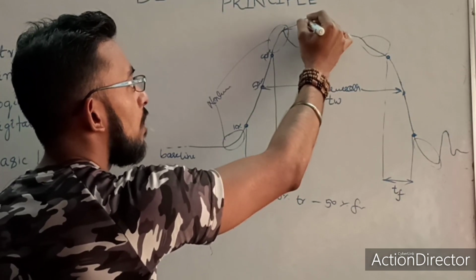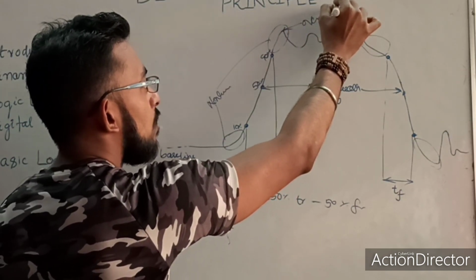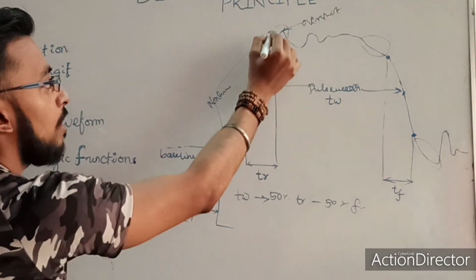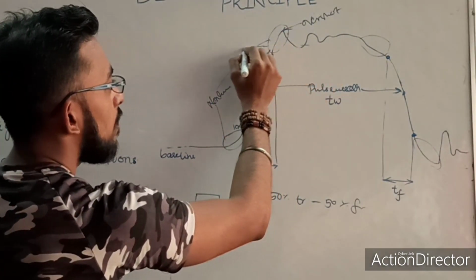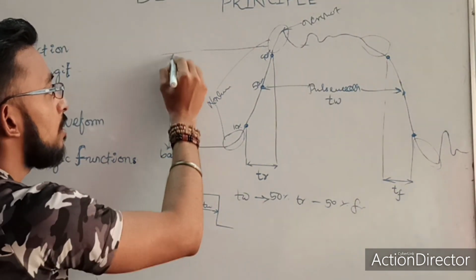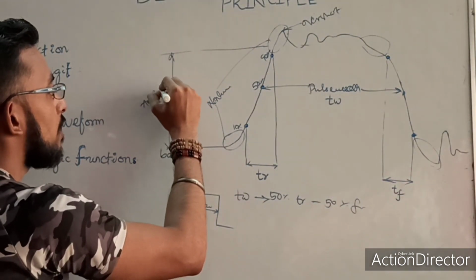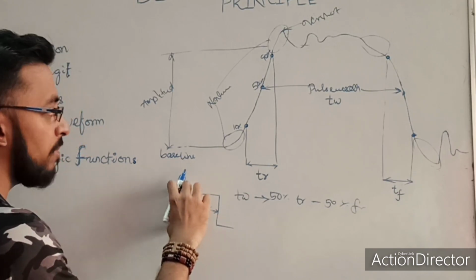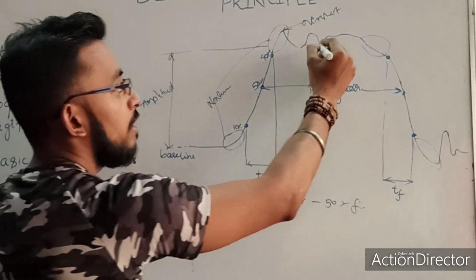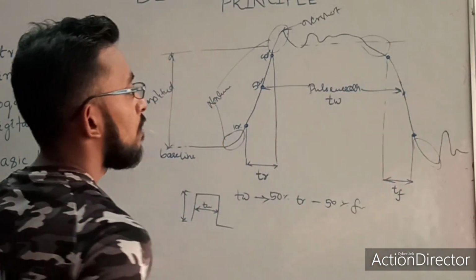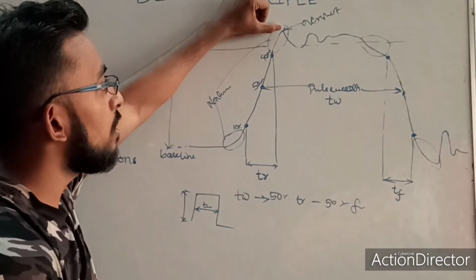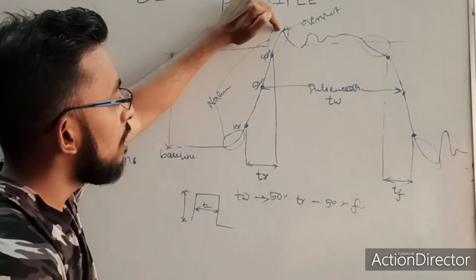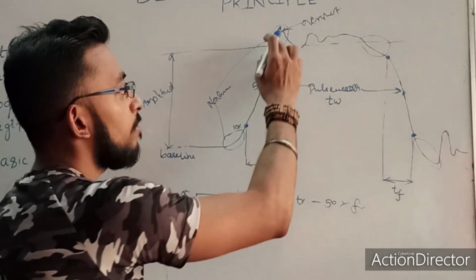This point is called overshoot. What do you mean by overshoot? It is the maximum voltage. This is the amplitude level. Let's take an approximate value here. This is my amplitude, here this is my amplitude, I am taking an average. So this value is called overshoot. It means it is the maximum amplitude, the maximum value of the peak of my signal. This is the maximum peak.